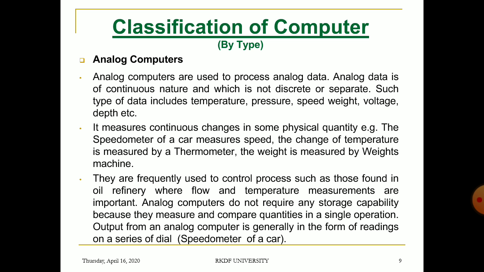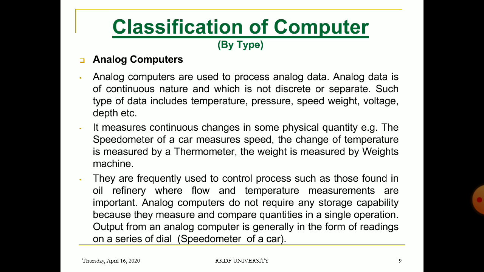Example is speedometer of a car measures speed. The change in temperature measured by thermometer, the weight is measured by weight machines. These computers are ideal in situations where data can be accepted directly from measuring instrument without having to convert it into numbers or codes. This is an advantage of analog computers.